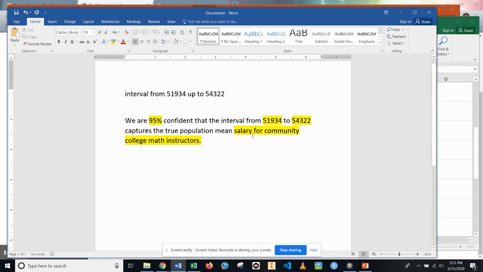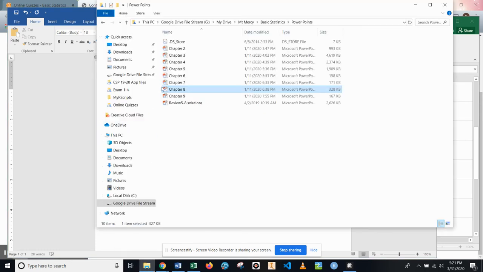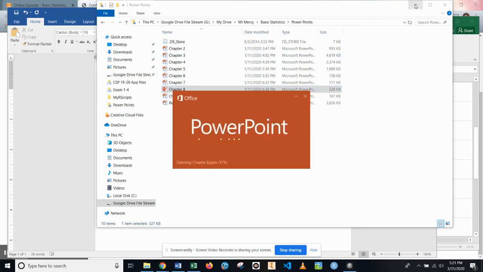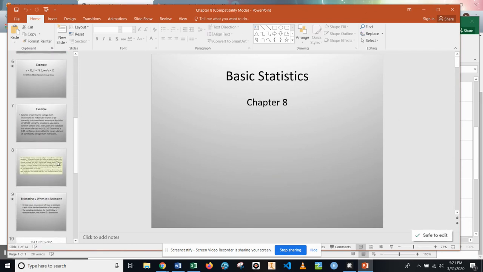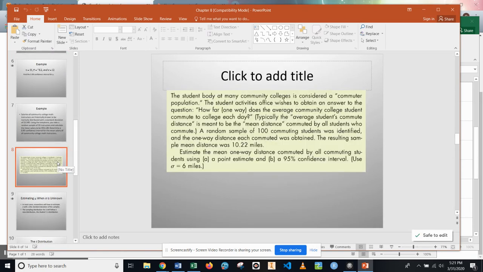All right, so let's look at another example. Oops, I just closed my PowerPoint, so we're going to bring that back up. Sorry about that. So again, we have a sample of 100. The mean one-way distance is 10.22 miles. Estimate the mean one-way distance commuted by all commuting students. Give the point estimate and a 95% confidence interval, and use sigma is 6.